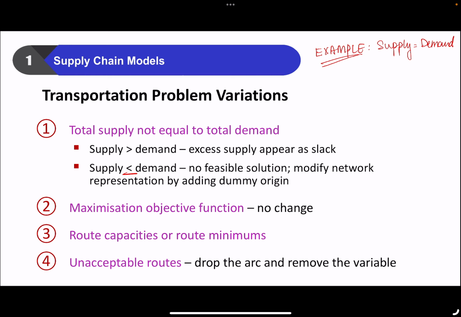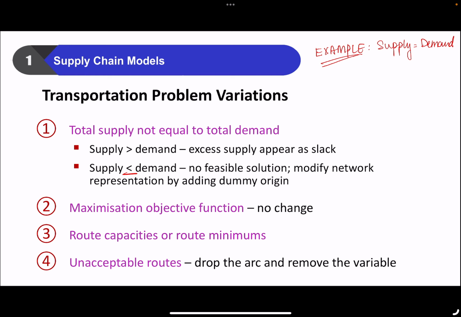So in this case, we will need to modify the network representation by adding a dummy origin with supply equal to the difference between the total demand and the total supply. With the addition of the dummy origin and an arc from the dummy origin to each destination, the linear programming model will have a feasible solution.